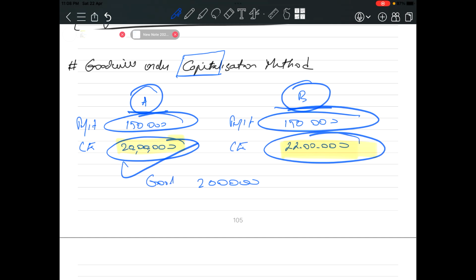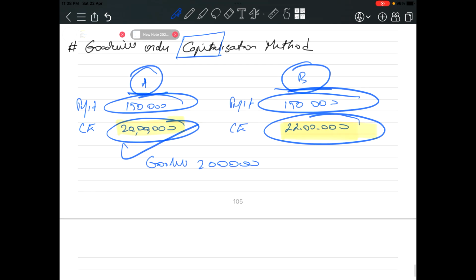How? What is the formula of goodwill under capitalization method? Goodwill under capitalization method, the formula is capital normally required minus capital actually employed.